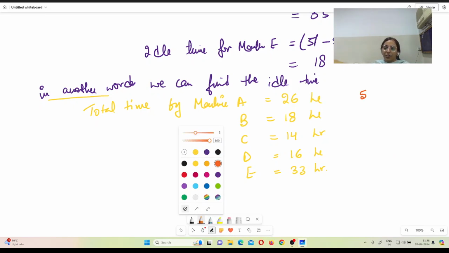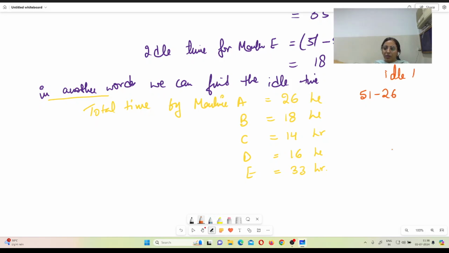Start doing it like this, over here only: 51 minus 26, so that we are able to find out the idle time, right? So do it, 51 minus 26 over here. The next one is 51 minus 18, right? Then 51 minus 14, right? And the second last, 51 minus 16, find out the value, and the last machine E, that is 51 minus 33, right? You can check whether you are getting the same result or not.